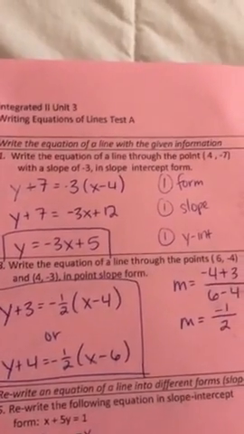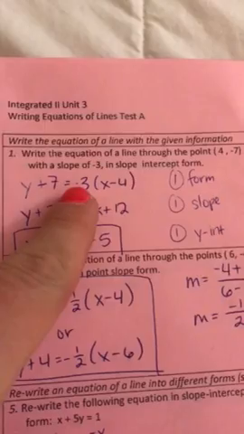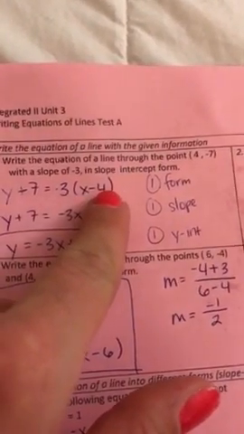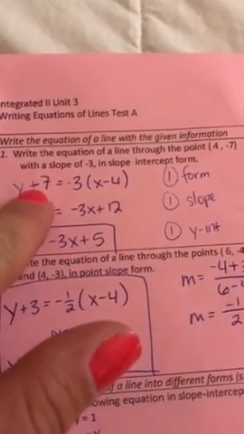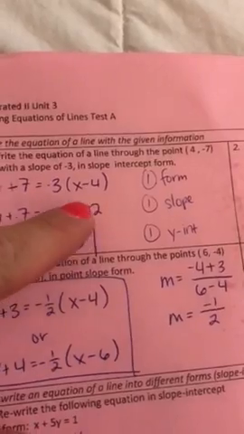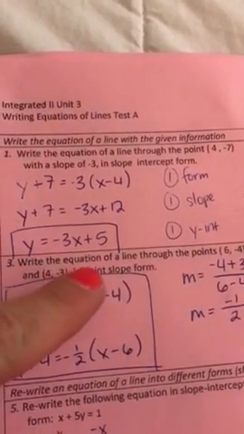Question 1. We know that we're given a slope of -3 and it has to go through the point 4, -7. So we plug in our 4 for the x, our -7, making this a +7 in point slope form. We're going to simplify by distributing the -3, and we get y equals -3x plus 5.